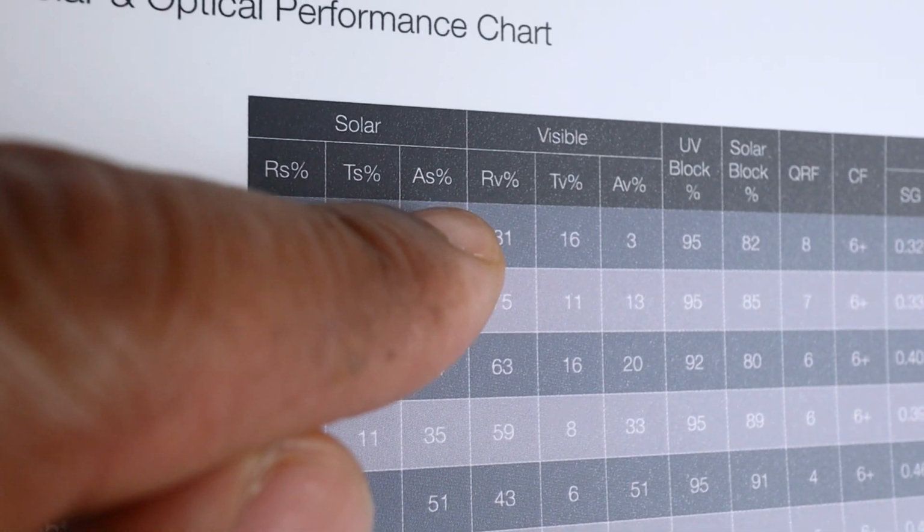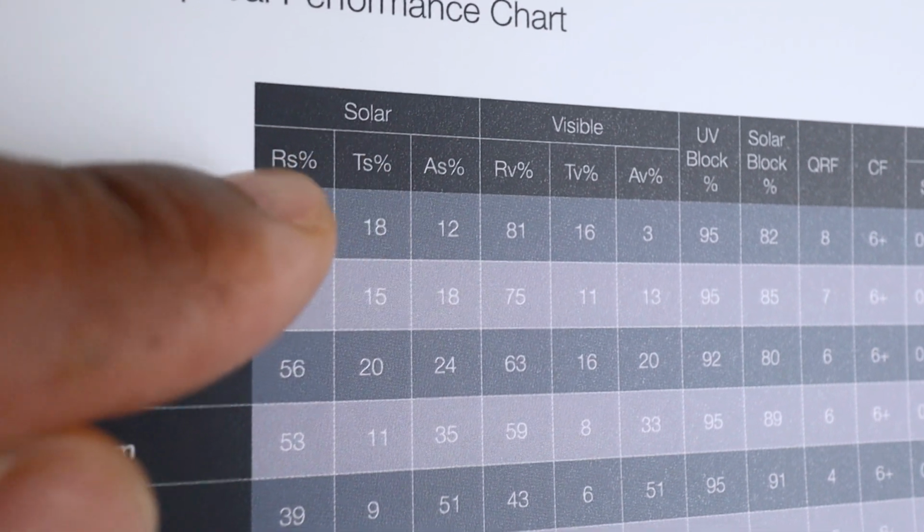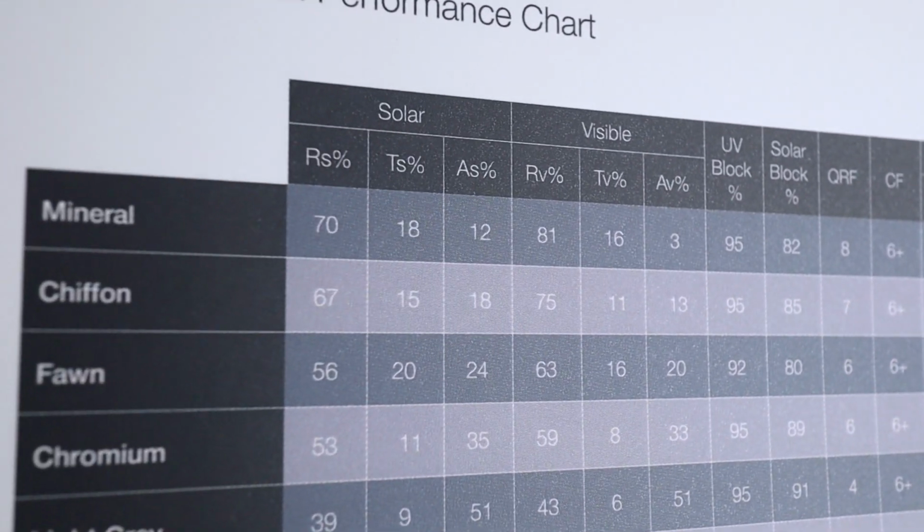And to deal with the winter months, I'll have to consider and pair AS, solar absorbance, with the other heat retention strategies, TS, the solar transmittance, and RS, the solar reflectance. This will give me a view on how the fabric will impact heat and glare all year round.